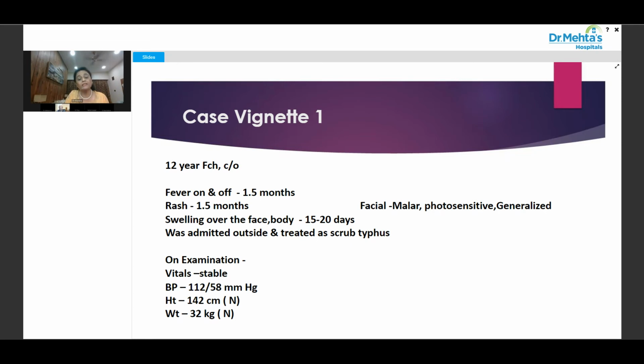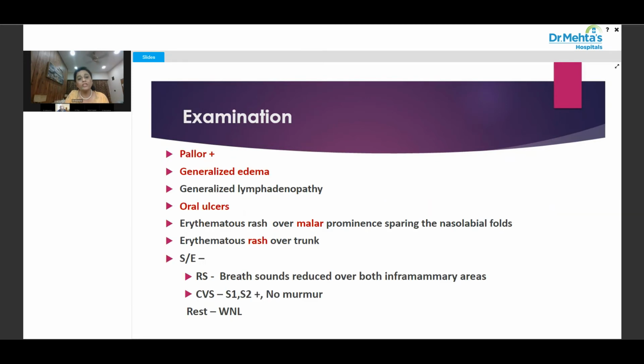The vitals of this child were stable, normotensive, well grown. On examination, she had pallor, generalized edema, lymphadenopathy. She had oral ulcers, rash over the body as described. And on systemic examination, she just had diminished air entry in both inframammary areas, suggestive of pleural effusion, and the rest of the systems were normal.